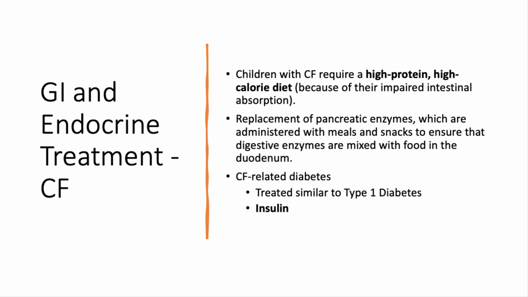GI and endocrine treatment is actually fairly straightforward. Children with CF require a high protein, high calorie diet, not only because they don't absorb nutrients as well, but because they have an increased metabolic workload. Because the pancreas cannot secrete all of the digestive enzymes that you need, we need to administer pancreatic enzymes with every meal. And for CF-related diabetes, the pathophysiology is different, but the treatment and end result is actually very similar to type 1 diabetes, and we treat it using insulin.